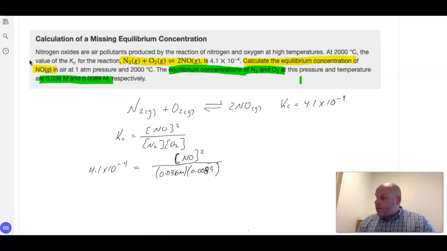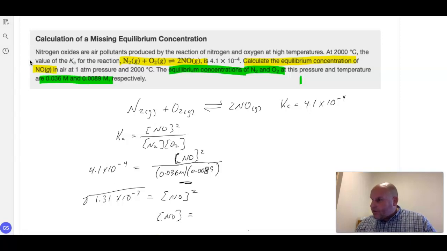Now we're ready to solve. So I would first multiply my values together here with the 4.1 times 10 to the negative fourth. And I would get a value of 1.31 times 10 to the negative 7th equals my concentration of NO, and that value is squared. So if I take the square root of both sides, I would get my concentration of NO equals 3.6 times 10 to the negative 4th. Go ahead and check that on your own work there and see if you've come up with the same answer.